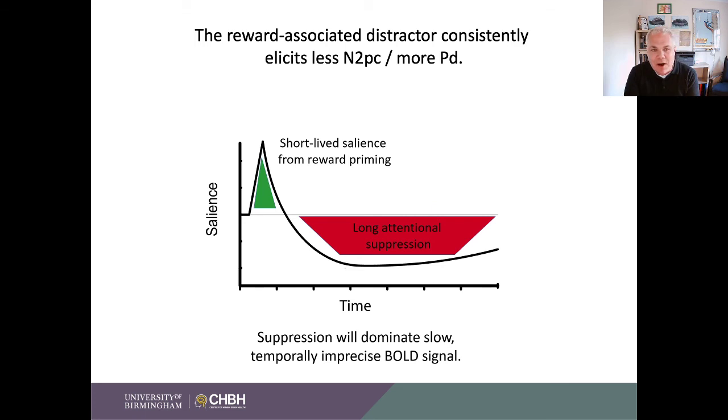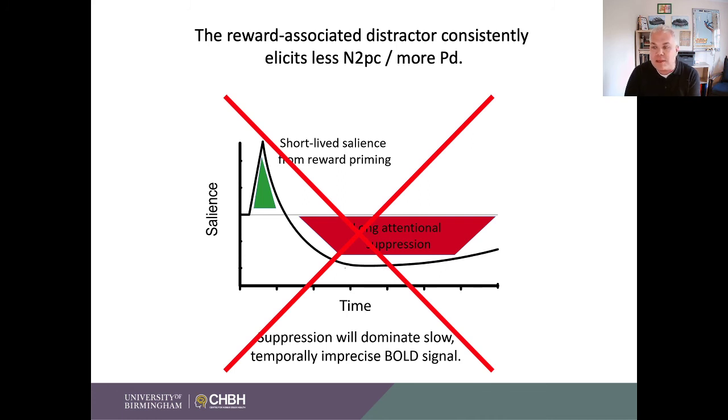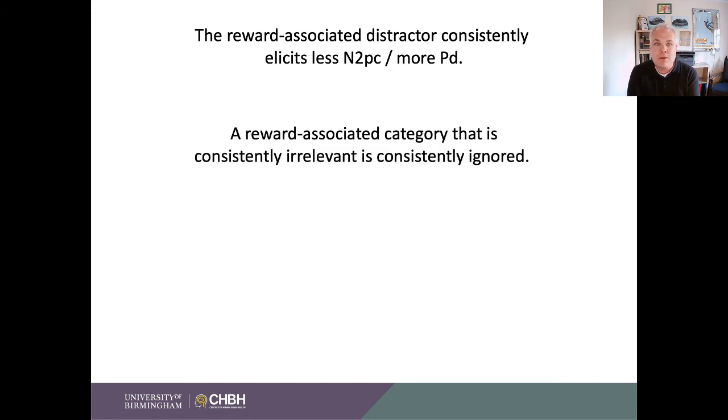So this hypothesis of short-lived salience from reward priming that's followed by long attentional suppression doesn't seem to be the correct interpretation of what's going on in this type of situation. We see no evidence for this short-lived salience from reward priming. All we see in the event-related potential is suppression. So a reward-associated category that is consistently irrelevant is consistently ignored.